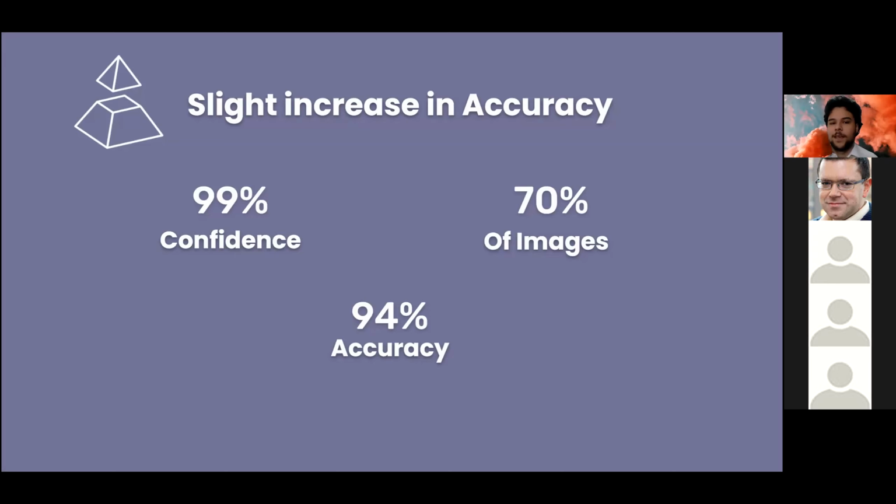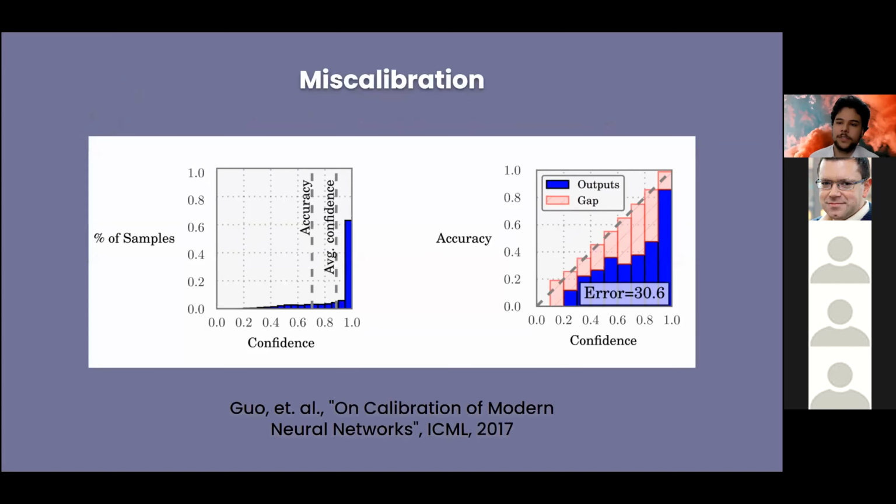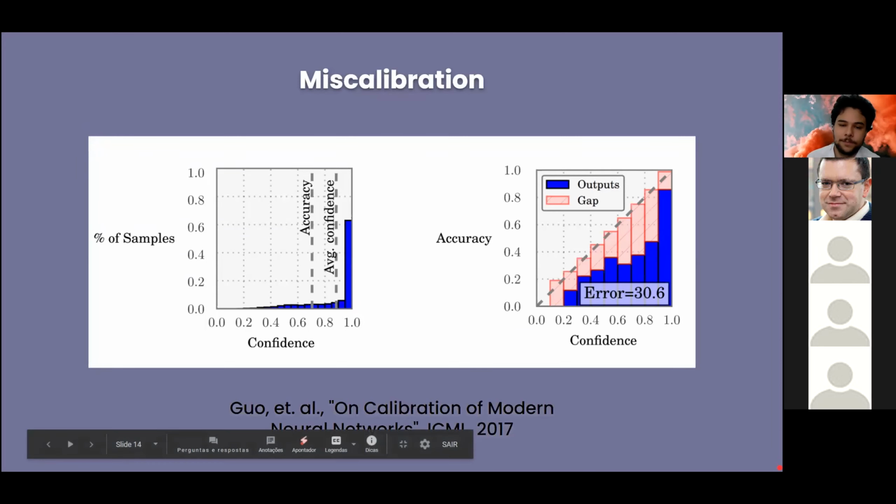But since we're using 99% confidence, the expected result is that we would have close to 99% accuracy, right? So it's not ideal. This happens because the model is miscalibrated. This is an example of the confidence assigned by the model. We can see on the left that most of the predictions are given close to 100% confidence.